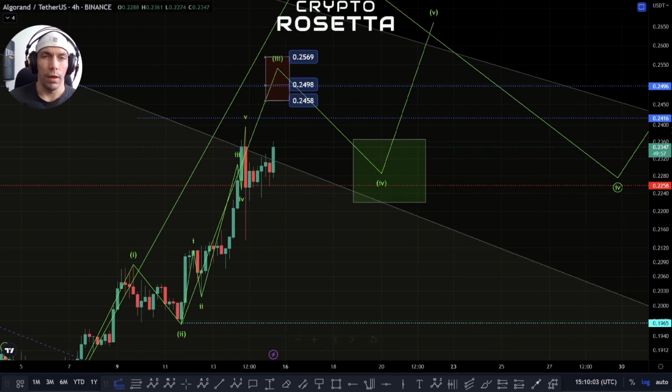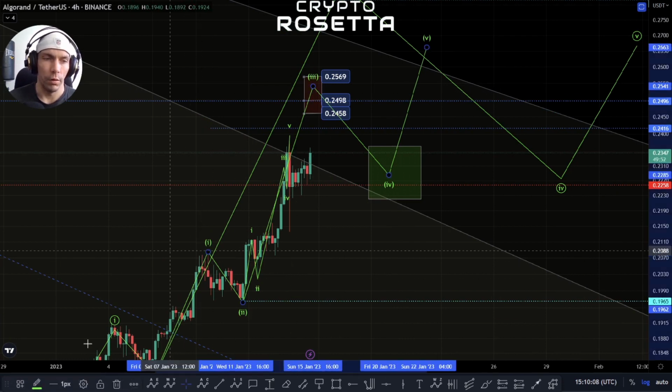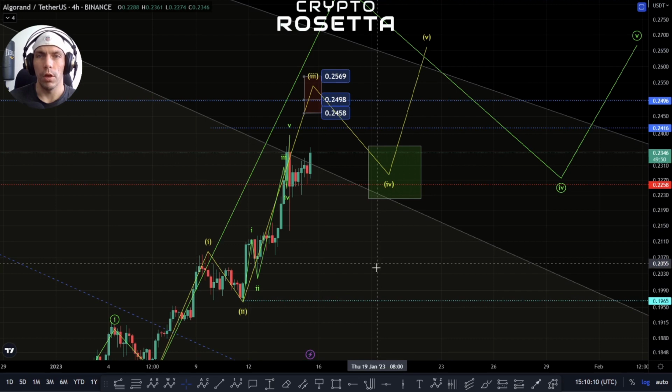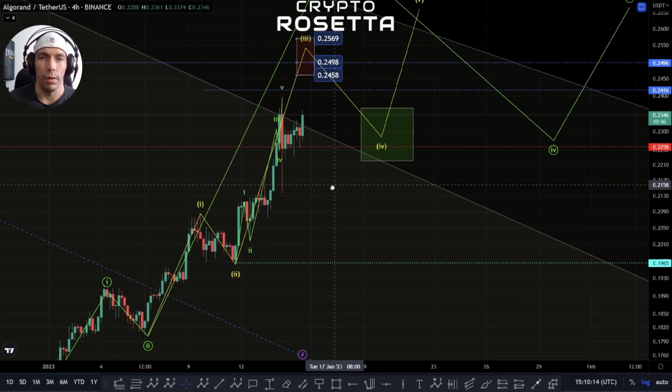So what we'd have to be careful of is we're looking for this as potentially within this green, let me change the color of this yellow wave 3 here. And this yellow wave 3 would be within this green wave 3 effectively.